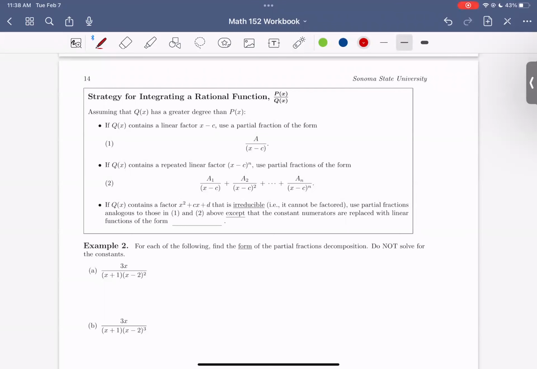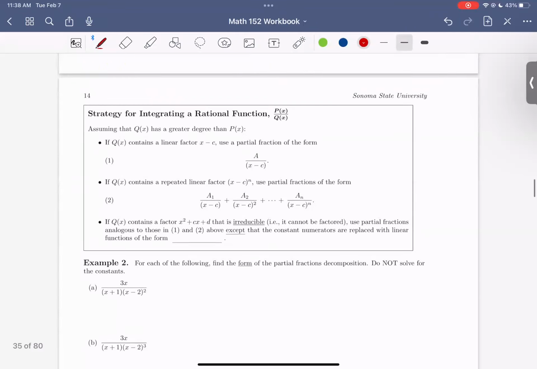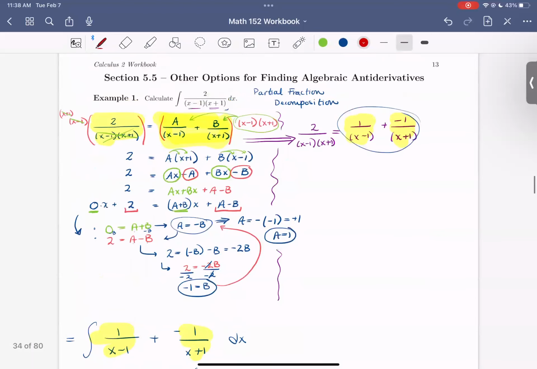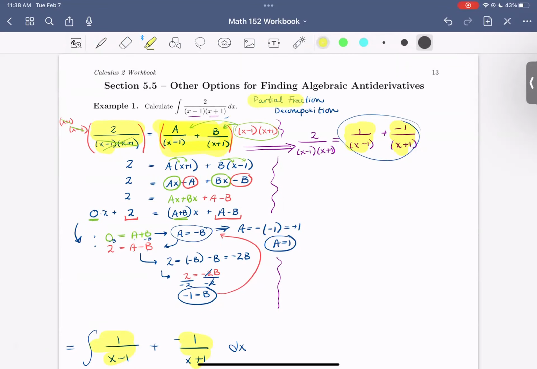Hello, everyone. In this video, we are going to look at the strategy for integrating a rational function. This is on the second page of our notes for section 5.5. In the previous video, we looked at an example of computing an integral using partial fraction decomposition. It turned out this integrand had a specific form that signaled to us to set up partial fractions in this way. So what the integrand looks like will affect what fractions we set up.